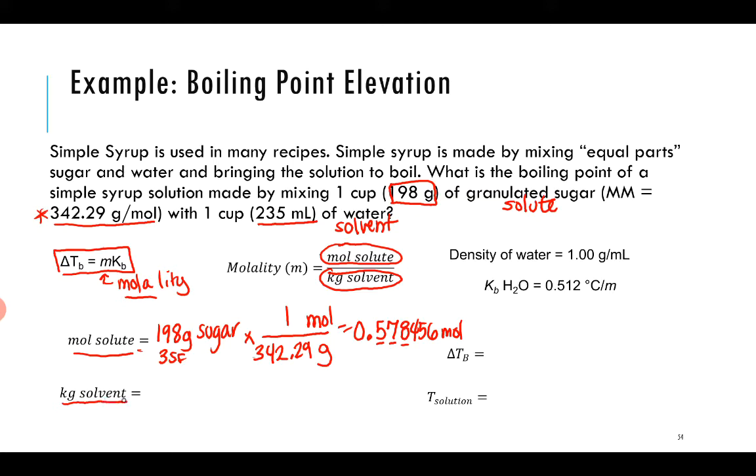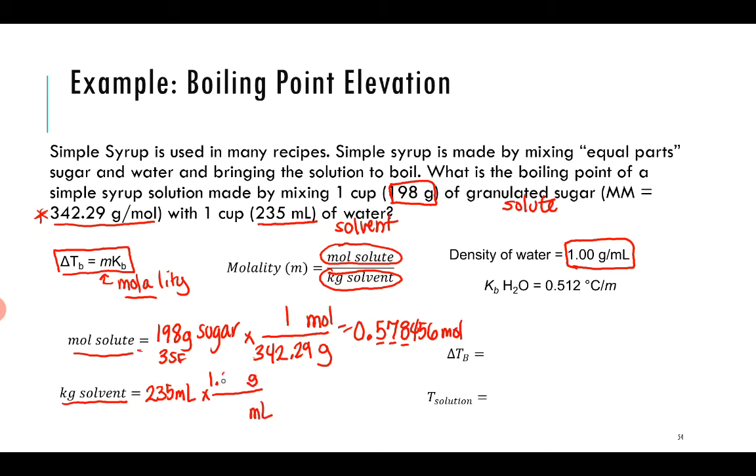Next, I need to find my kilograms of solvent. And so to do that, I have to start with my 235 milliliters of water. And I need to convert that into kilograms. Now, we haven't done this for a while, but density is your conversion factor to go from a volume unit into a mass unit. And so I need the density of water in order to go from a volume unit to a mass unit. I need to cancel out my milliliters and I need to get to grams.